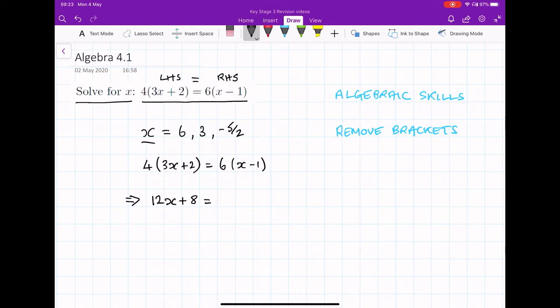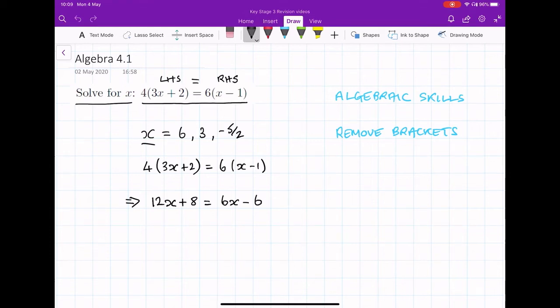So in the same way, 6 brackets x minus 1, close brackets, means multiply everything within the brackets, that's x minus 1, by 6. So 6 times x is 6x. 6 times minus 1 is minus 6. So that's our first step. We have removed the brackets.